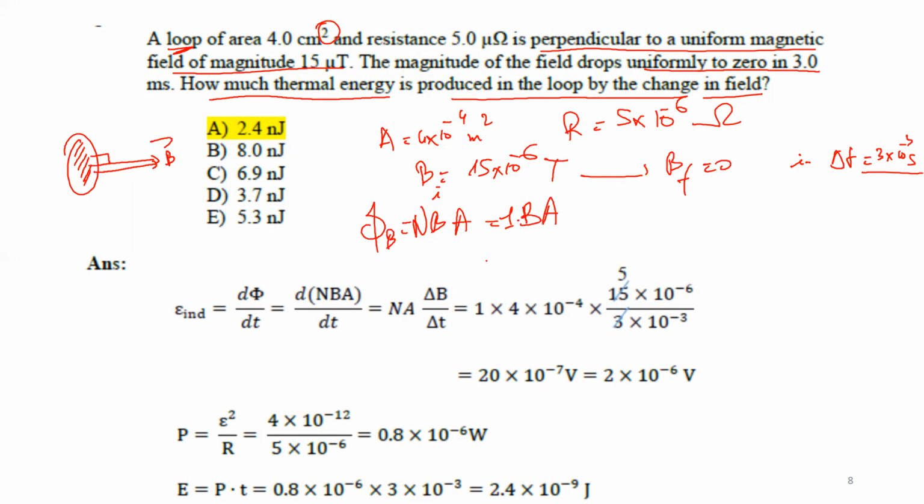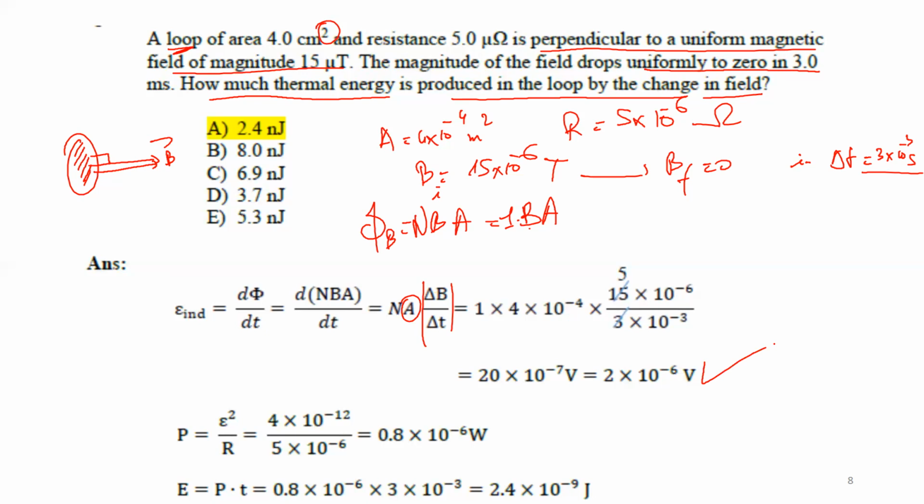Okay. Now, if I take the derivative with respect to time, the area is constant, but B is time dependent. So I'll have just A multiplied by the slope, delta B divided by delta T. I know delta B and I know delta T, so I just plug in and I get my EMF induced.